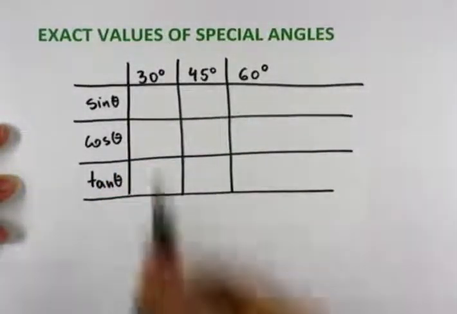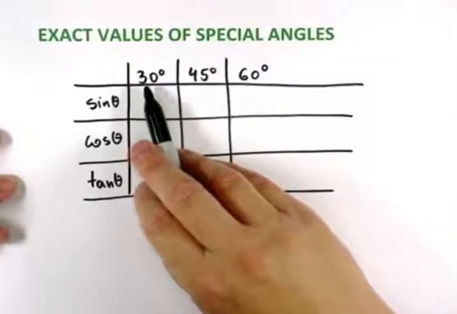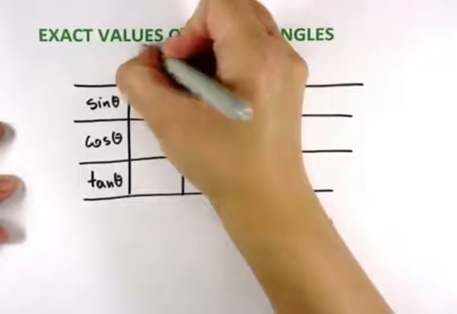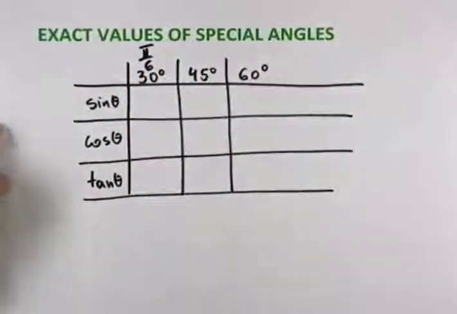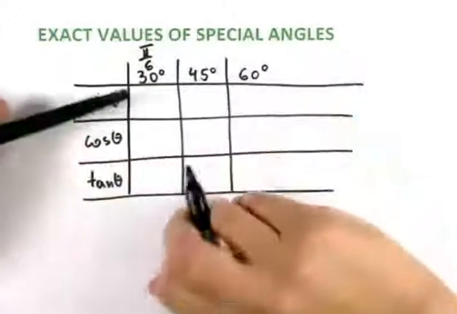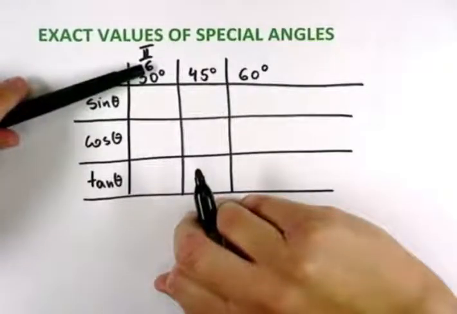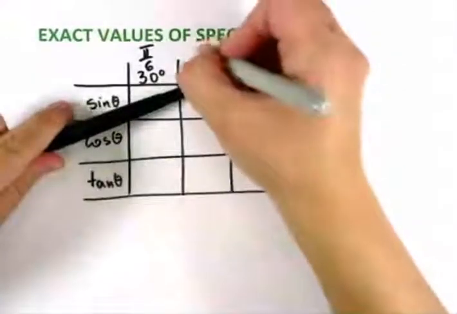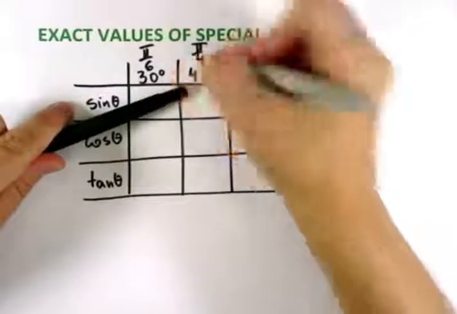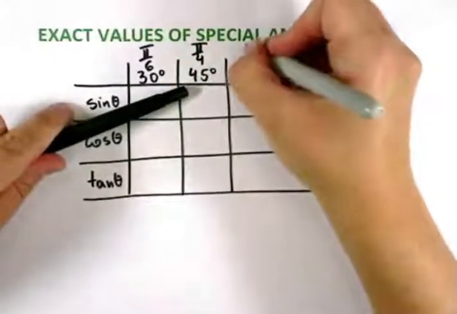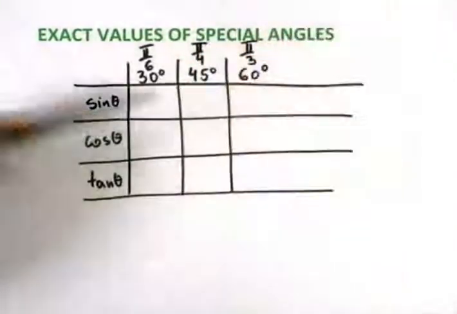Now I need the angles in radians. 30 degrees is nothing else but pi over 6. How do I remember this? Basically 3 changes to 6. 45 is pi over 4, and 6 changes to 3, so 60 degrees is pi over 3 in radians.